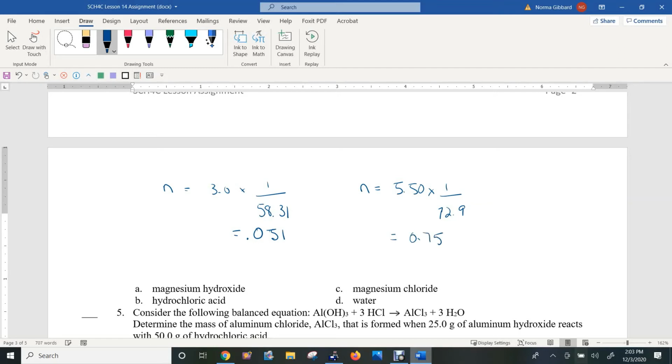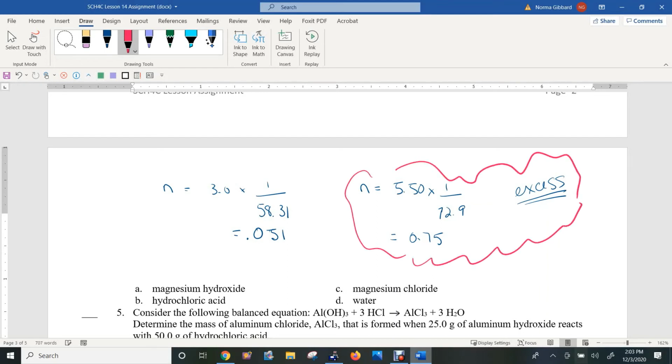Now this question asked for the excess, and in this question that's going to be our HCl because we have more of it. So we will use up the magnesium hydroxide, but we will have some hydrochloric acid available.